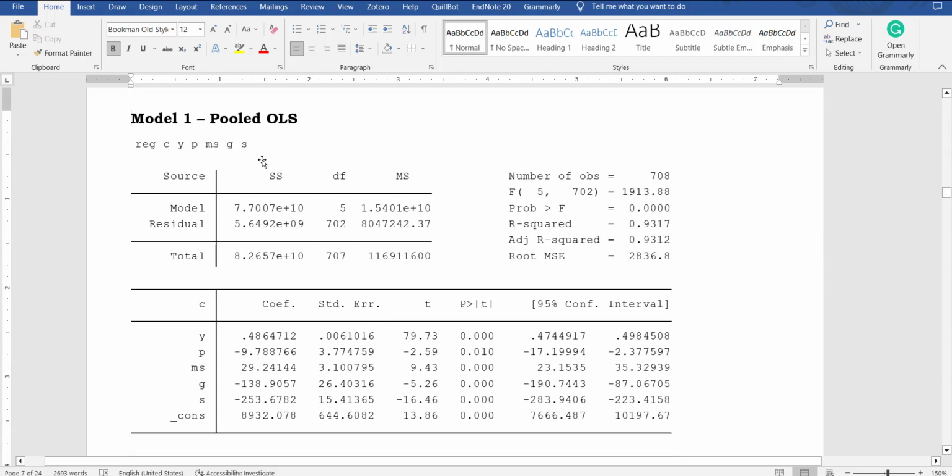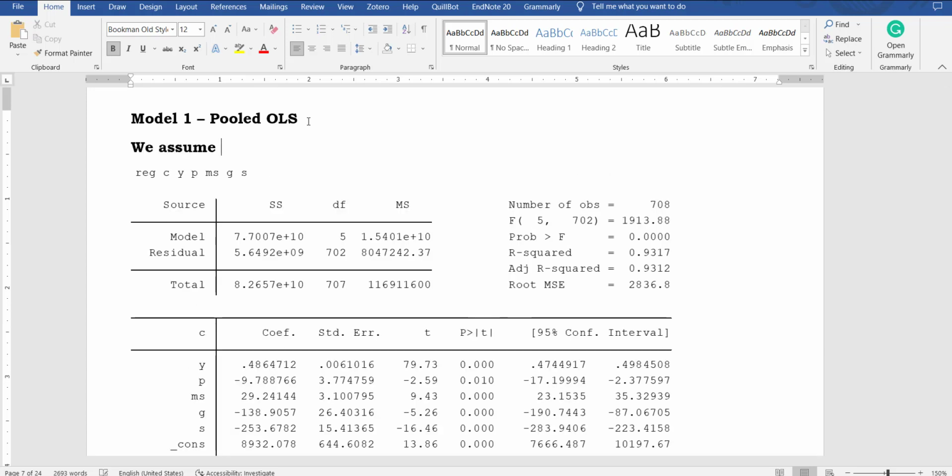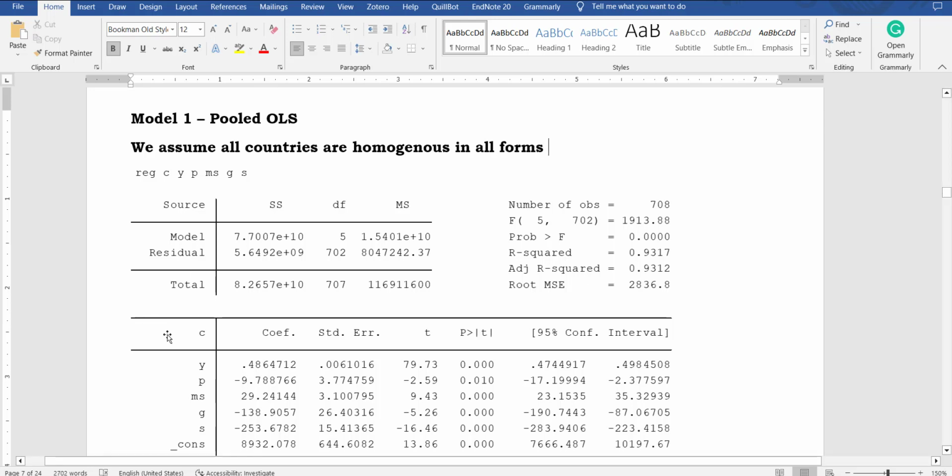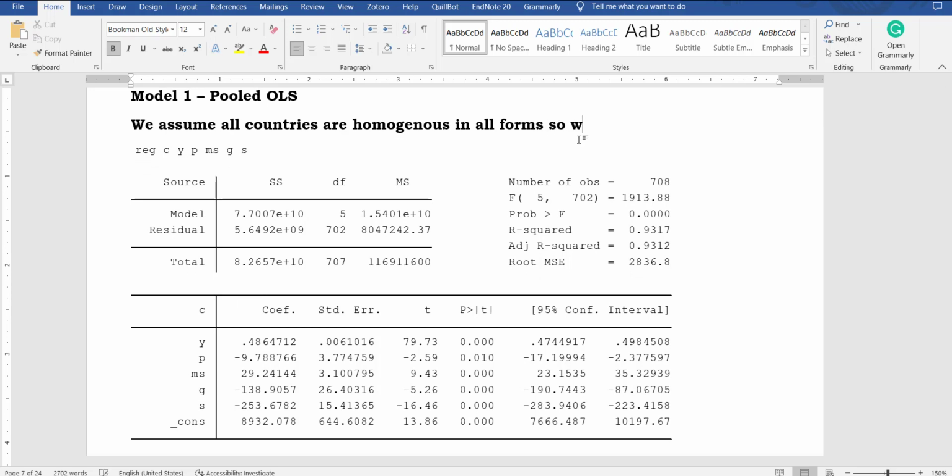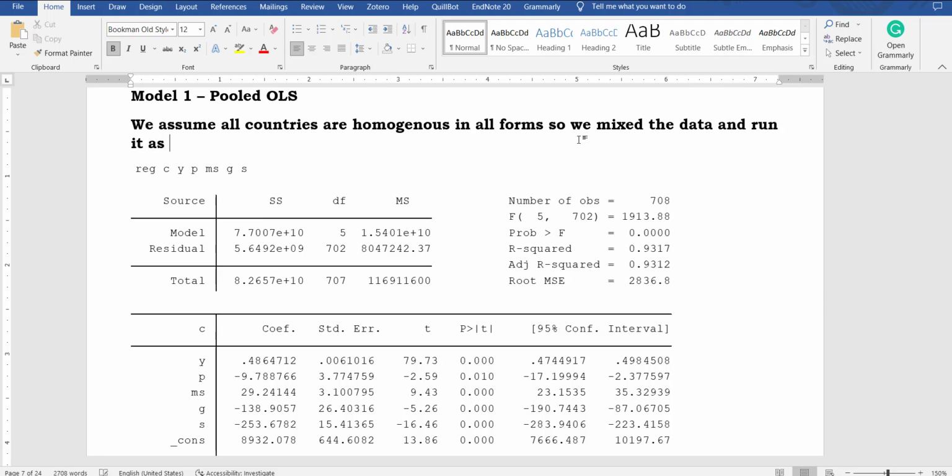So first of all, we make a simple pooled OLS model. In the pooled OLS model, we assume all countries are homogeneous in all forms. They are similar to each other in all forms. So we mixed the data and run it as one big cross-sectional data. So Stata does not know that it is panel data. So we ran the model.